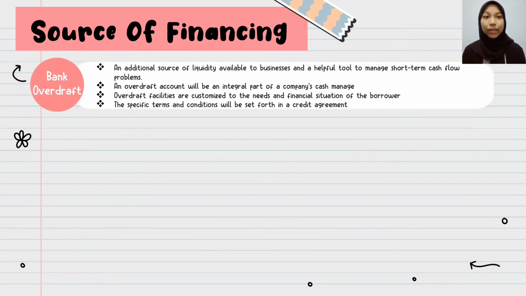Last but not least, bank overdraft. Bank overdraft is an additional source of liquidity available to businesses and a helpful tool to manage short-term cash flow problems. An overdraft account will be an integral part of a company's cash management, typically including an offsetting arrangement against the company's other accounts. Overdraft facilities are customized to the needs and financial situation of the borrower. The specific terms and conditions will be set forth in a credit agreement.